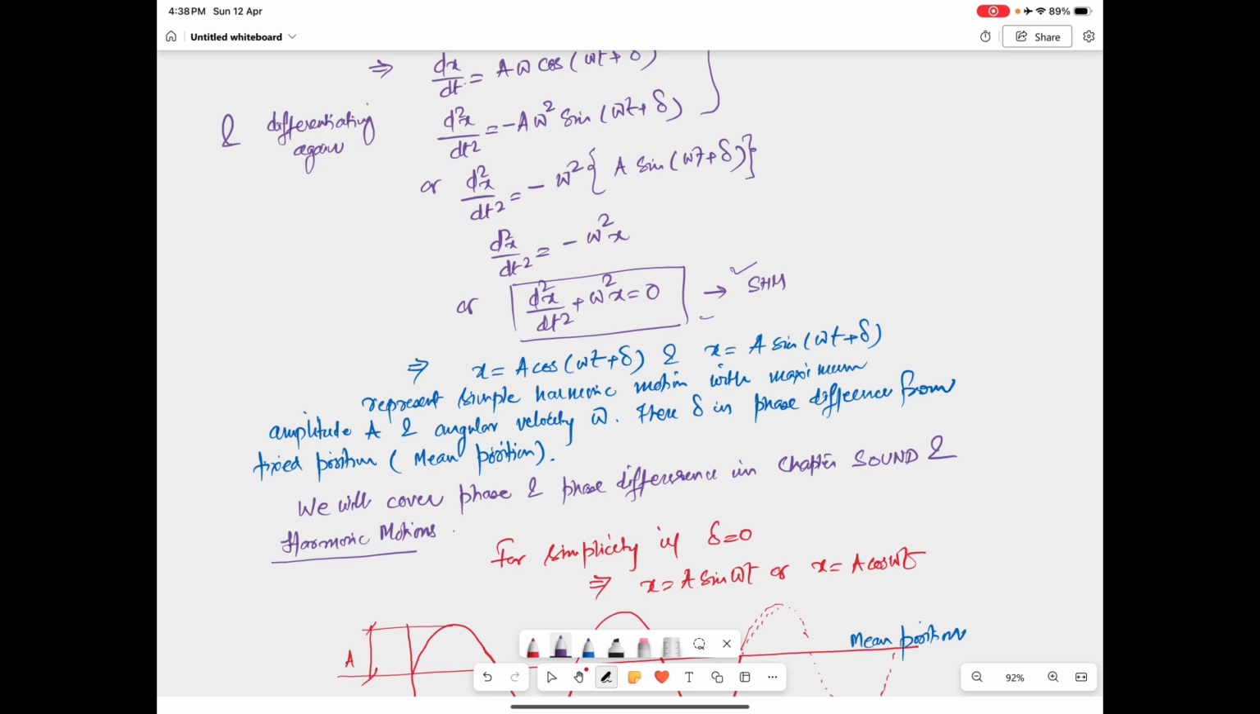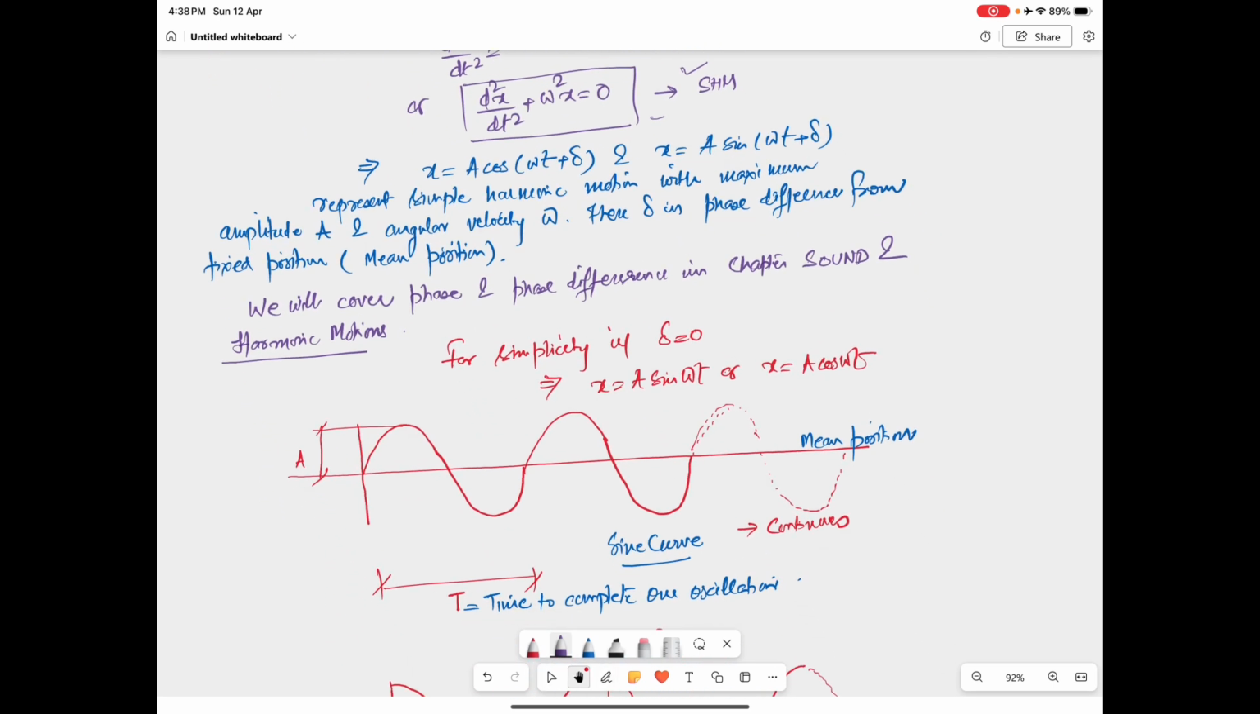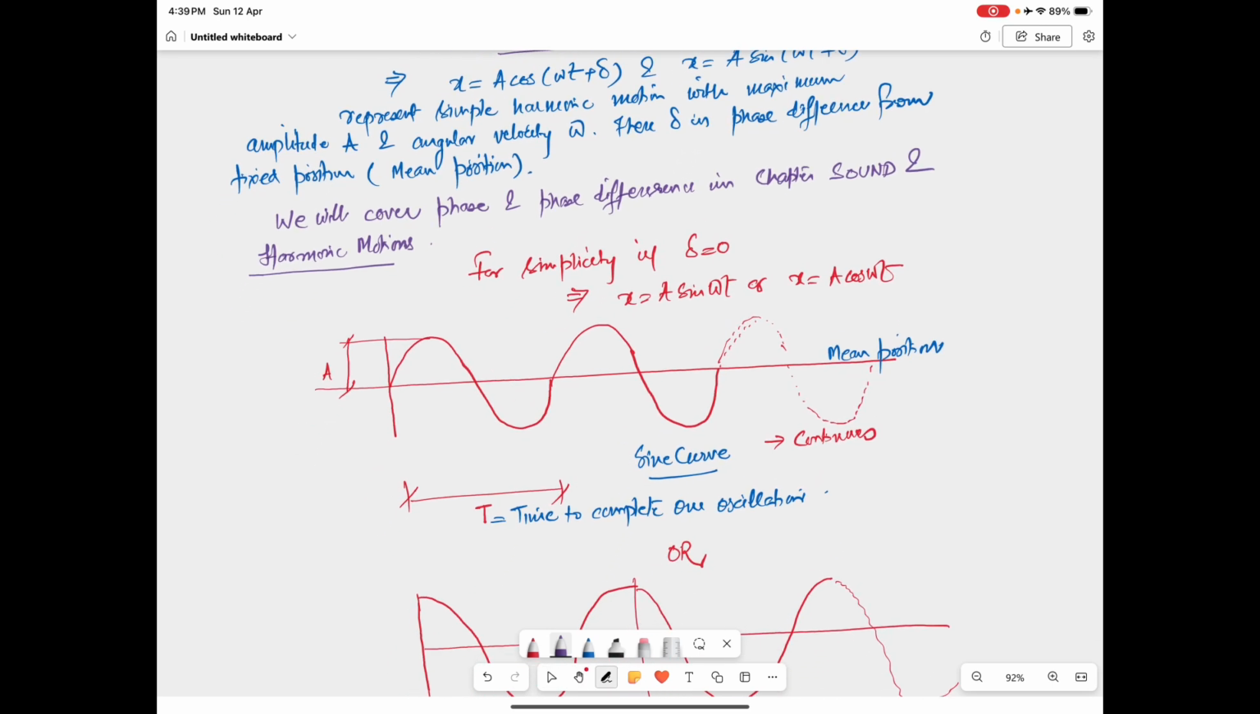The start of the motion happens from the fixed point, so delta is equal to 0. We are assuming this for simplicity and for the explanation purpose. So I have drawn the graph. So x will become a sin omega t, or x will become a cos omega t. So I have drawn the graph of a sin omega t and a cos omega t.